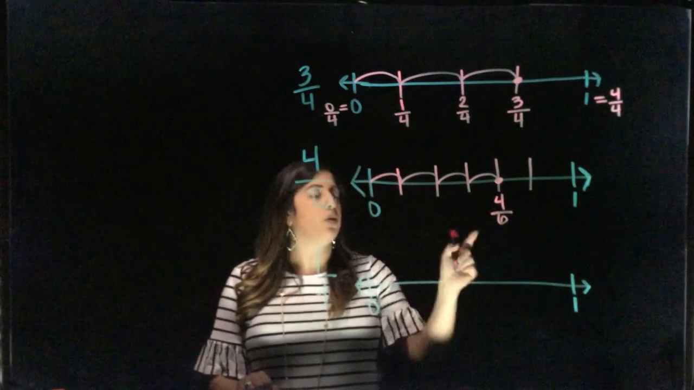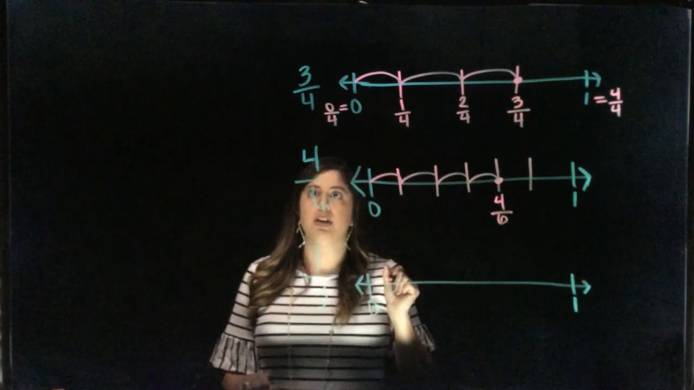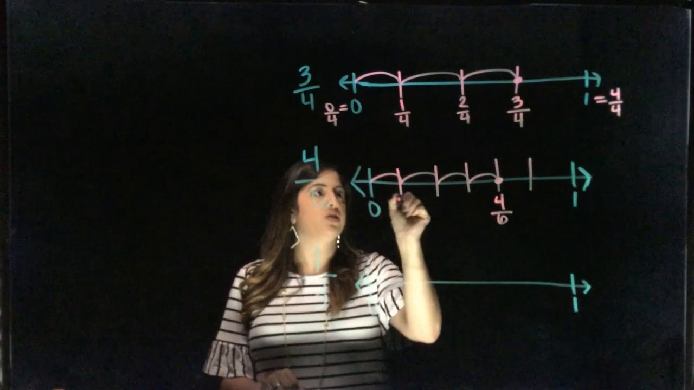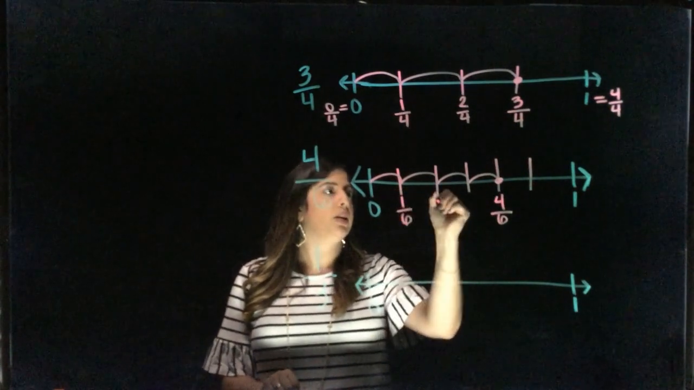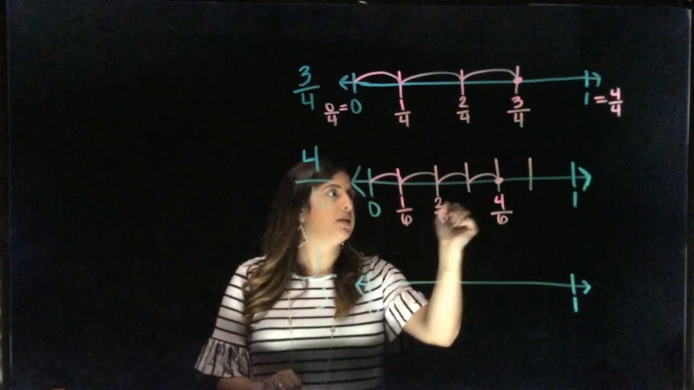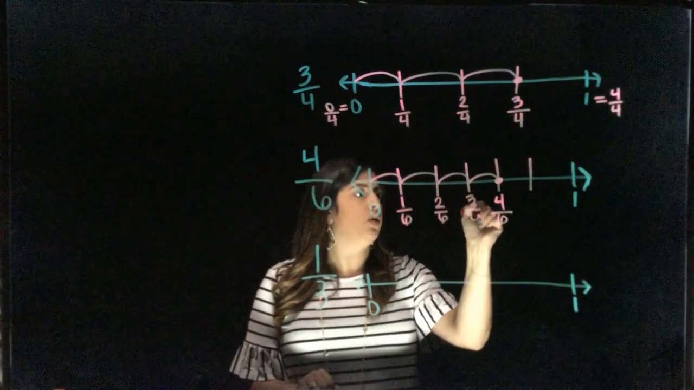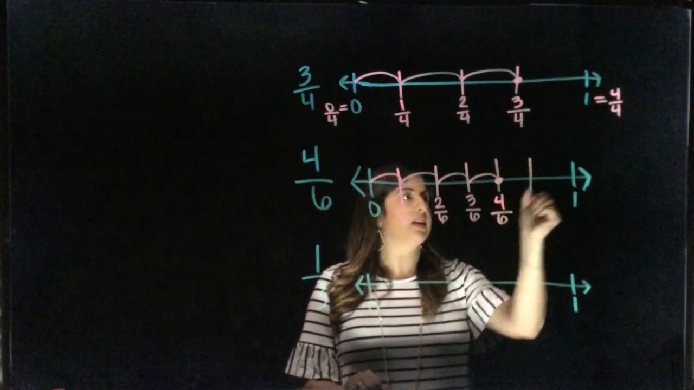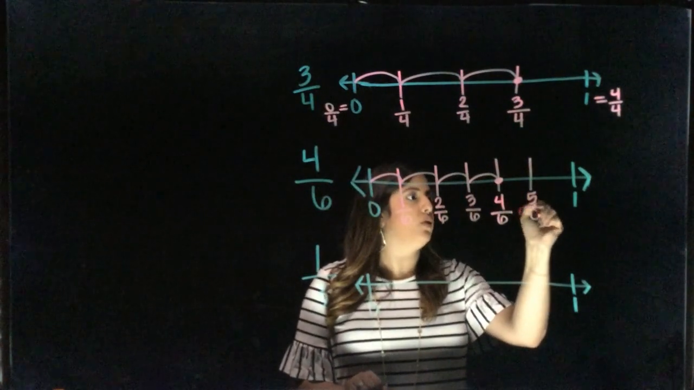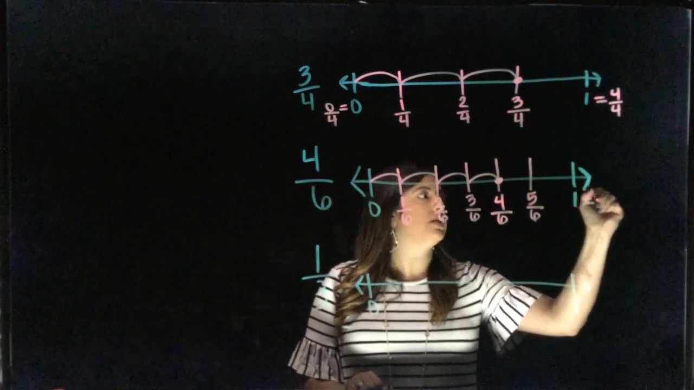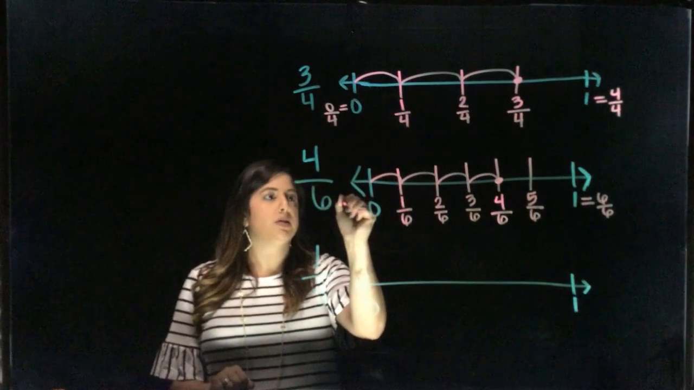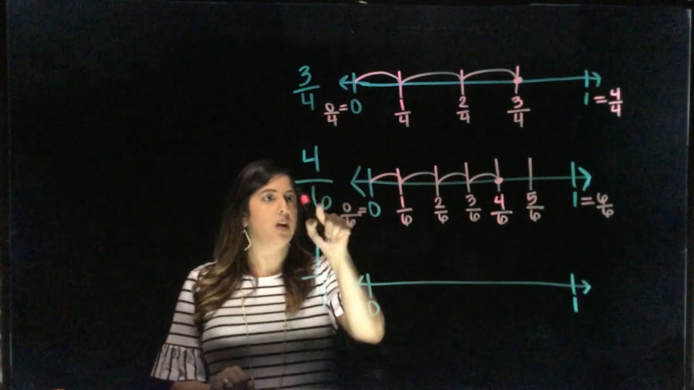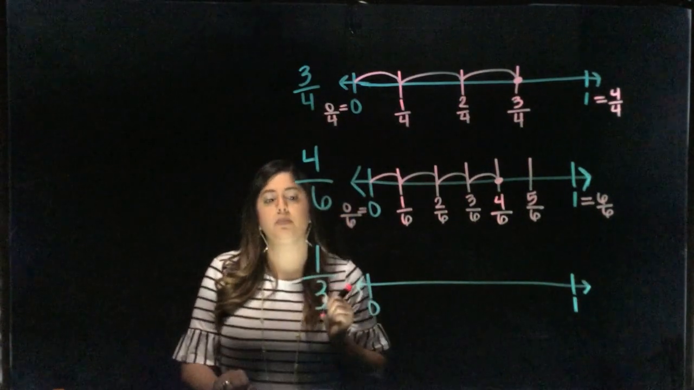Now we need to label our whole number line so we can show our work and make sure that we did get it right. So the first one is 1 over 6, 2 over 6, 3 over 6, we already have 4 over 6, next one is 5 over 6, and your 1 represents 6 over 6. Remember, your 0 is always 0 over your denominator, 6.